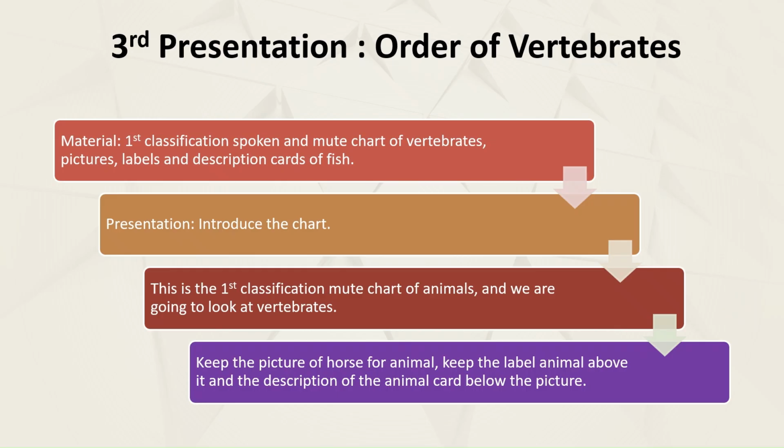Now we start the 3rd presentation, which is order of vertebrates. The material is the first classification spoken and mute charts of vertebrates, pictures, labels and description cards of fish. So here we are going to do the first presentation. Introduce a chart. This is the first classification mute chart of animals and we are going to look at vertebrates today. Keep the picture of horse for animal. Keep the label animal above it and the description of the animal card below the picture.